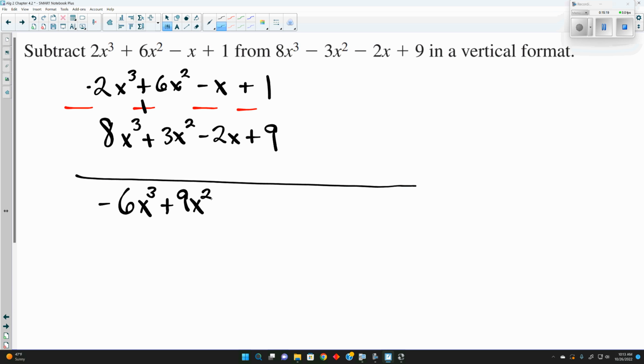Then we can go to the next one, negative x minus negative 2x. Well, again, the negative and negative make a positive, so negative x plus 2x is plus x. And 1 minus 9 is negative 8.